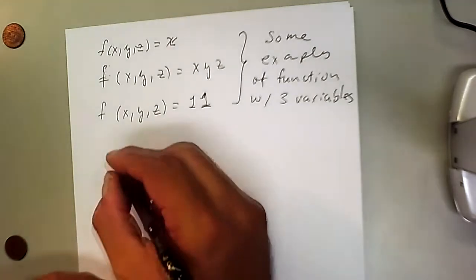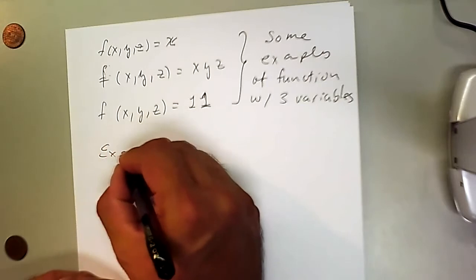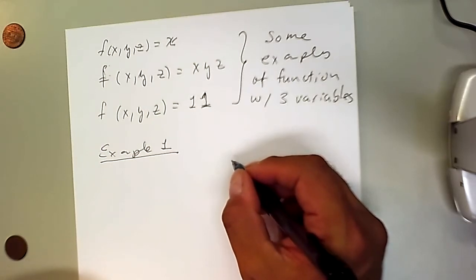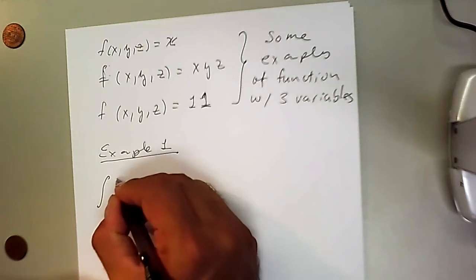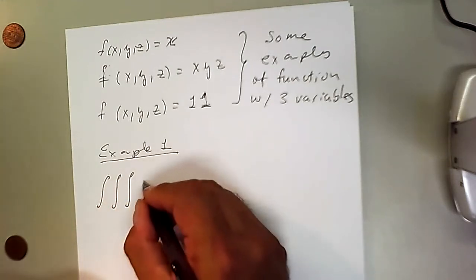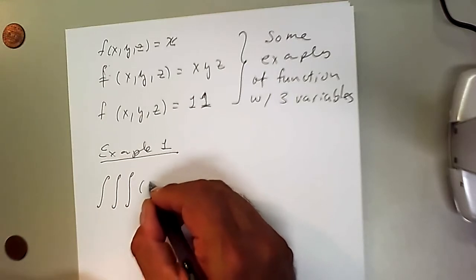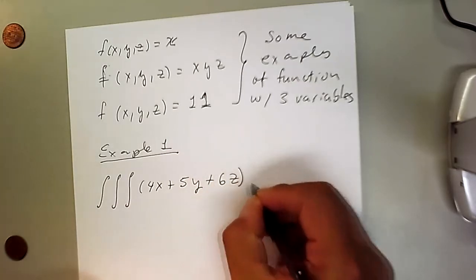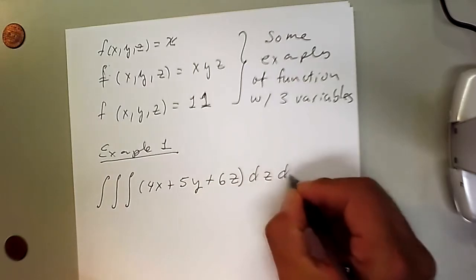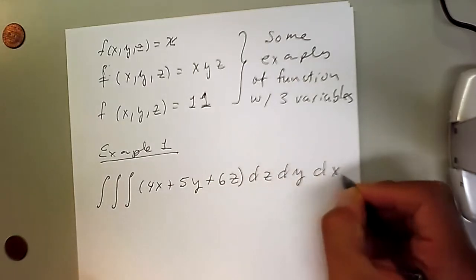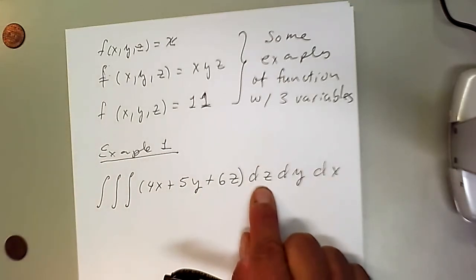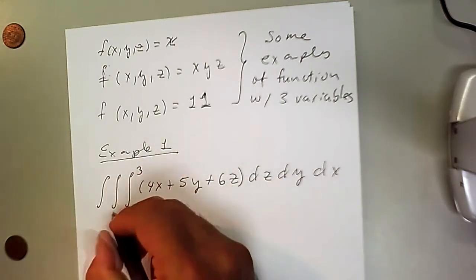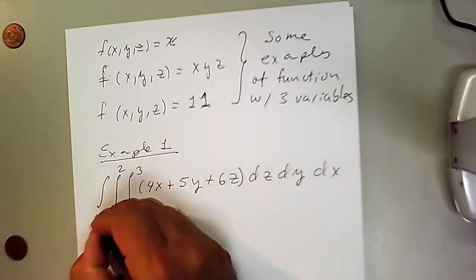So let's do examples. Example 1 for this: we want to find the triple integral of, see, this is already a bit complicated, 4x plus 5y plus 6z with respect to z, y, and x respectively, as z goes from 0 to 3, y goes from 0 to 2, and x goes from 0 to 1.